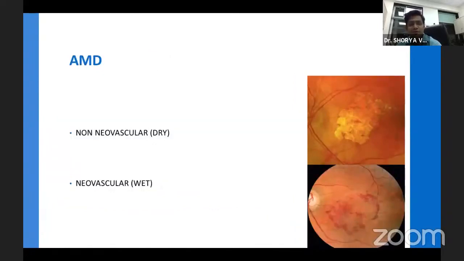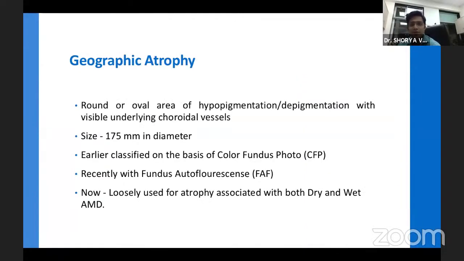So the first two terminologies are basically related to AMD. They are related to both dry and wet. I'll be discussing how they are related. So first, the dry AMD has always been defined by geographic atrophy. It was an oval area of hyperpigmentation or depigmentation, with visible underlying choroidal vessels, and they gave a definitive size to it, and it was classified on a color fundus photo. Recently, they have been monitored with the help of FAF, and some of the studies have actually used geographic atrophy even for wet AMD. So it's a loose term.